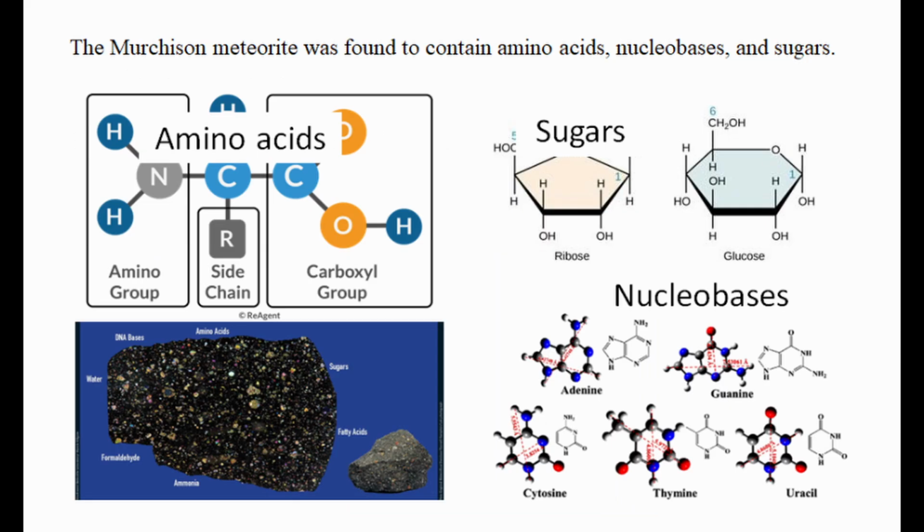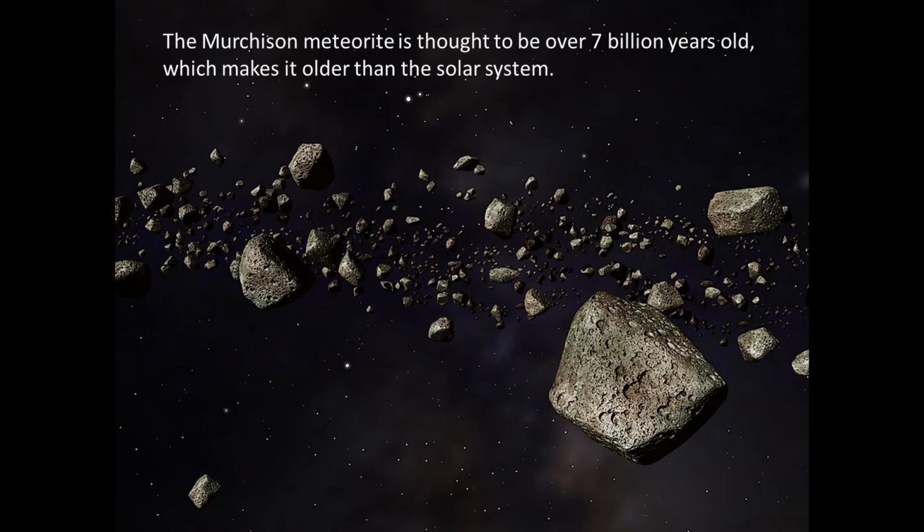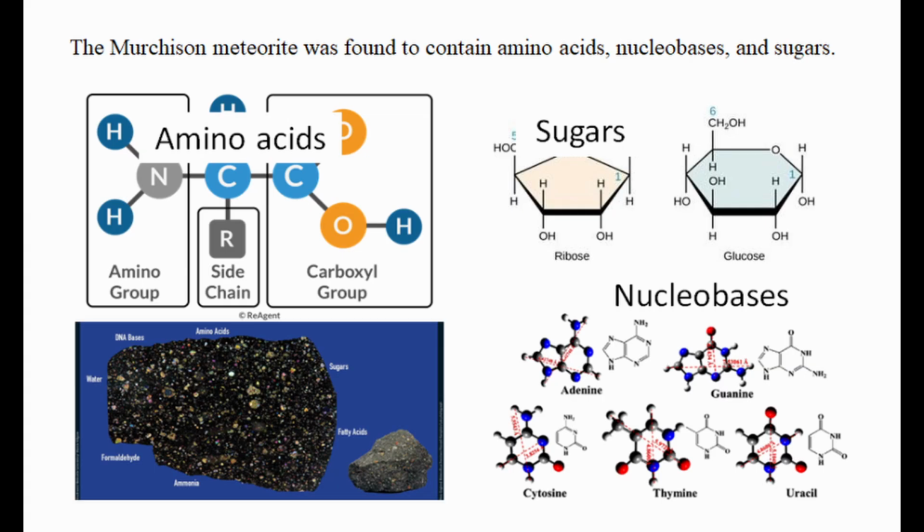The Murchison meteorite was found to contain a surprising amount of organic material, including amino acids, nucleobases, and sugars. The Murchison meteorite continues to be a source of active study. The Murchison meteorite is thought to be over 7 billion years old, which makes it older than the solar system. How all the organic material got inside the Murchison meteorite, and how such complex compounds as amino acids, nucleobases, and sugars came to be synthesized is a hot topic of study and debate.